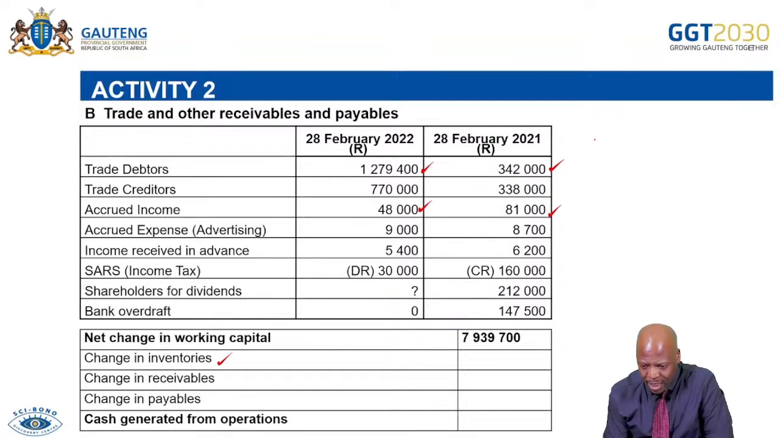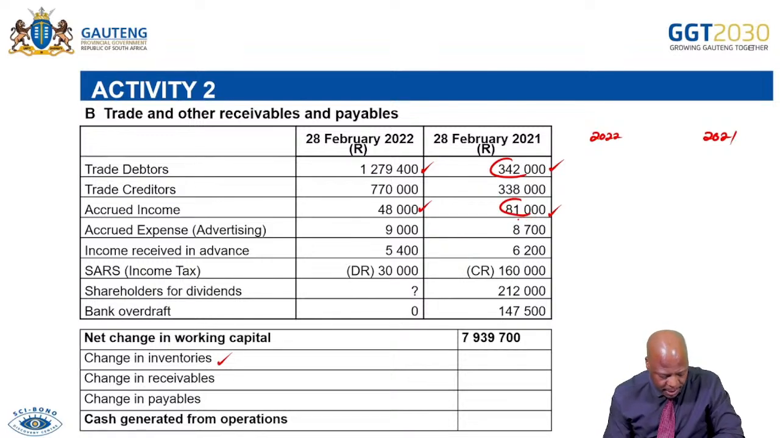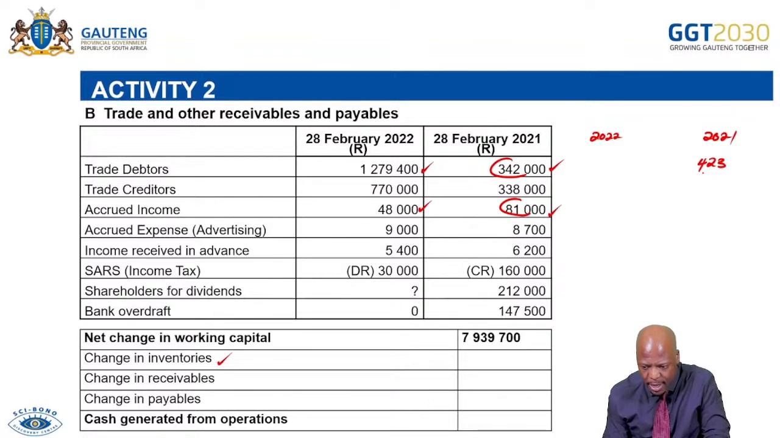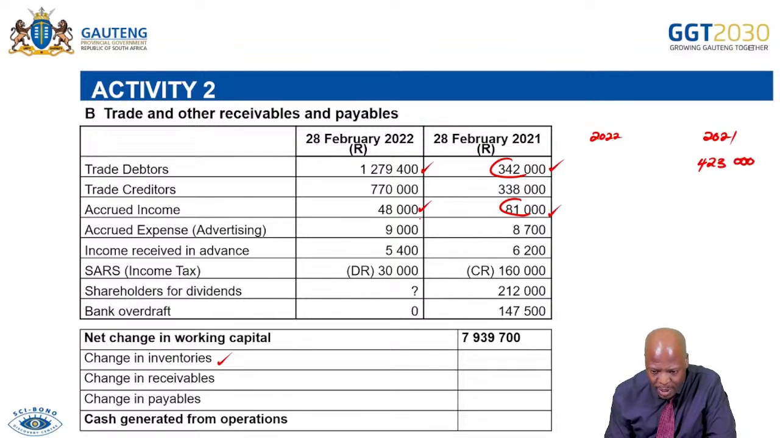Okay, so I'm going to come here so you can see what I'm doing. I have my 2022 here, and I have my 2021 here. Let's start with 2021. I'm now saying 342 plus 81. If you say 342 plus 81, you get 423,000. There you get 423,000 here. Then I'm going to say 1,279,400 plus 48,000. Then I'm going to end up with 1,327,400.